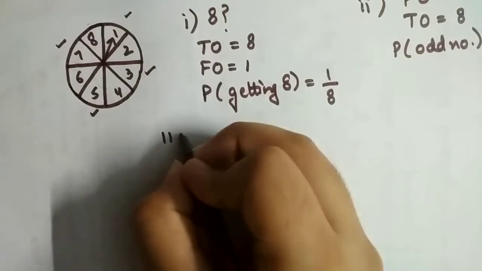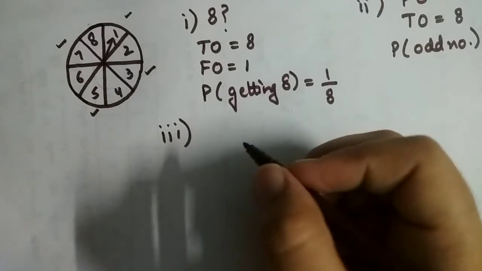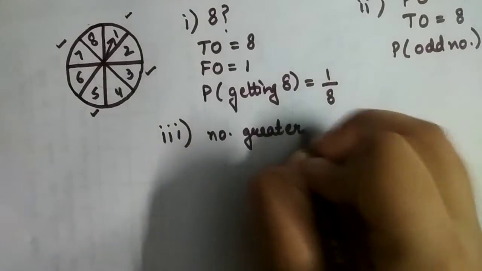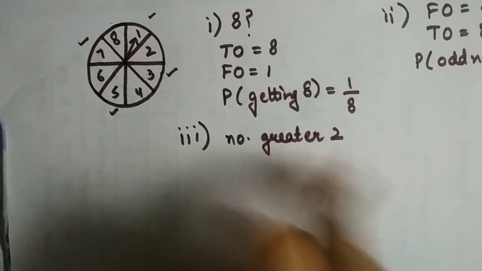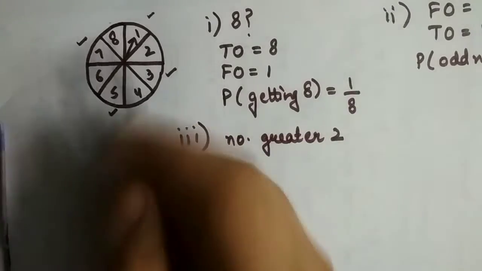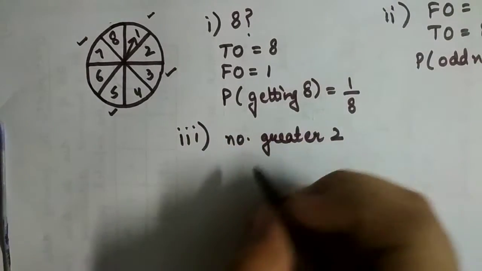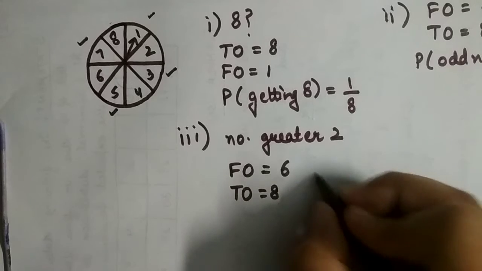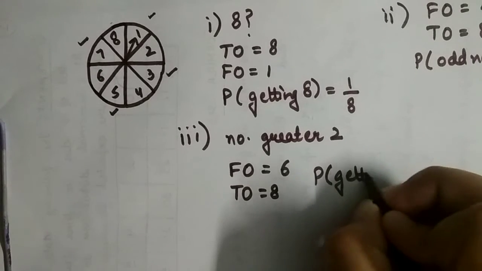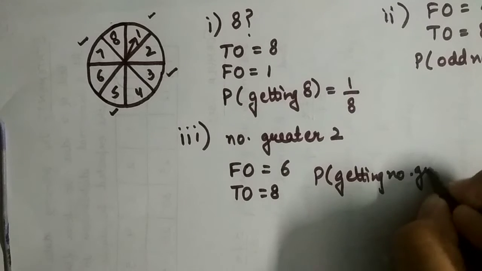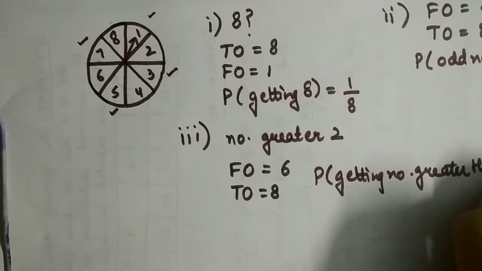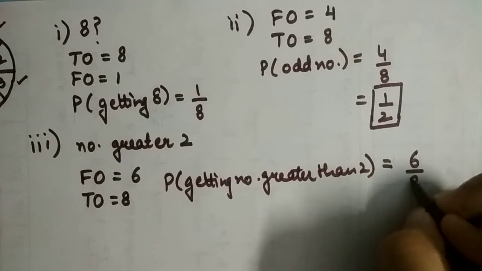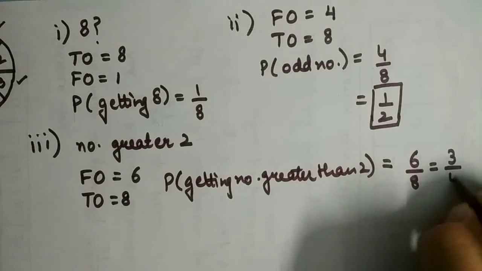Now in third part, they are asking what is the probability of getting a number greater than 2. So how many numbers are greater than 2? 3, 4, 5, 6, 7, 8. 6 numbers are greater than 2. So favorable outcome is 6, total outcome is 8 and the probability of getting a number greater than 2 is 6 by 8, that is 3 by 4.